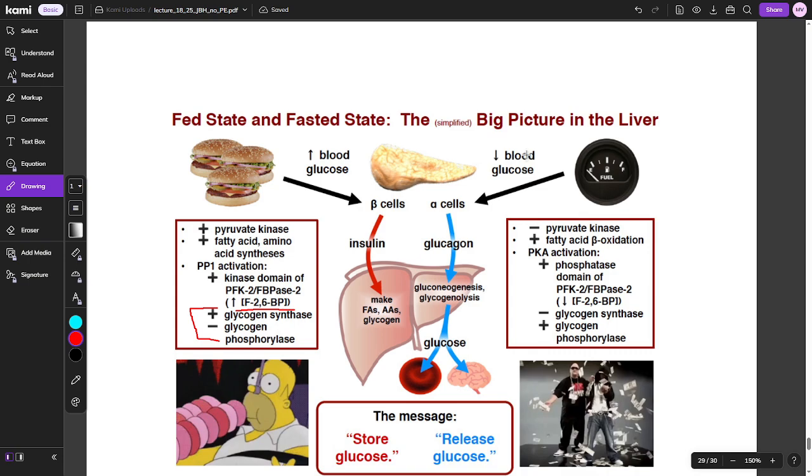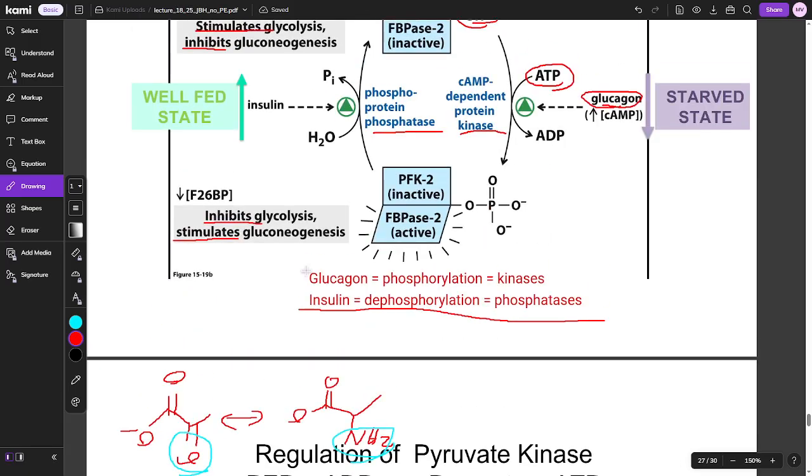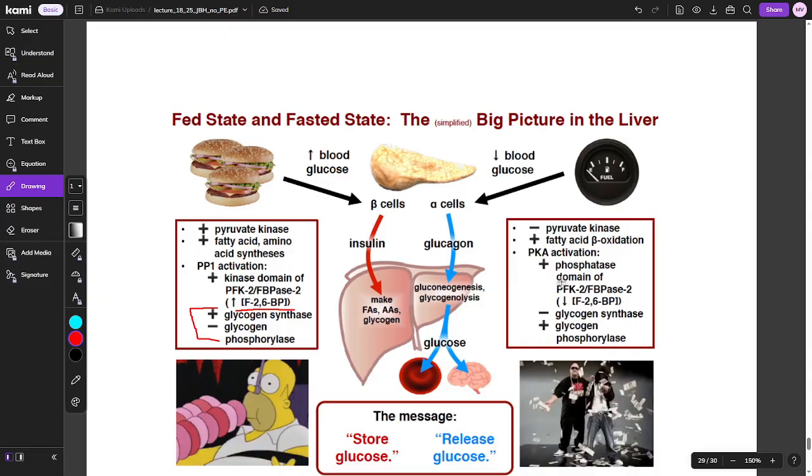On the other hand, if you have low blood glucose, you're going to have a lot of pyruvate kinase being inhibited. You don't want to do glycolysis. You're going to have a lot of fatty acid breakdown to make acetyl-CoA. Glucagon is what's released with low blood glucose, and glucagon leads to phosphorylation with kinases, and PK active, protein kinase A. And we're going to have a lot less fructose 2,6-bisphosphatase. We're going to lead to a lot more glycogen breakdown and less glycogen synthesis.